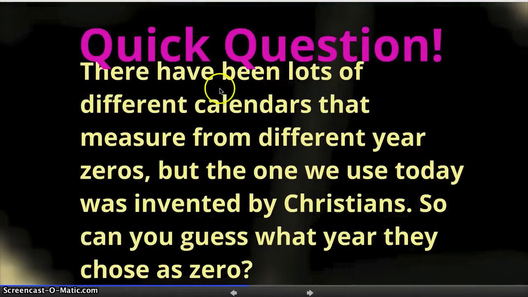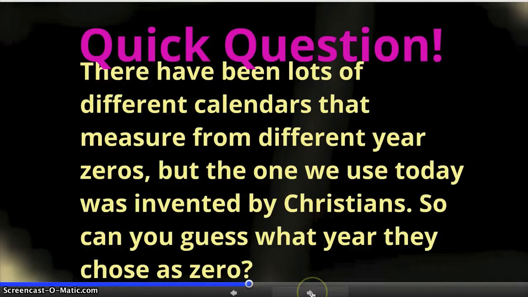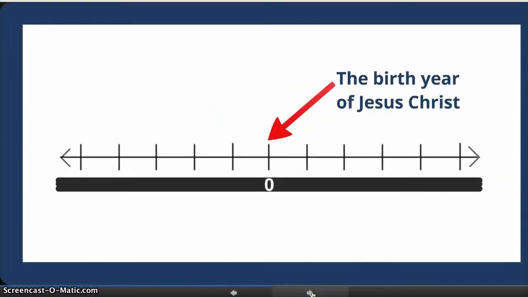Quick question. There have been lots of different calendars that measure from different year zeros, but the one we use today was invented by Christians. Can you guess what year they chose as zero? Give yourself a little time to think about that, and when you think you know the answer, quietly raise your hand. That year zero is representative of the birth year of Jesus Christ. So for all of you that guessed that, great job of making an inference.